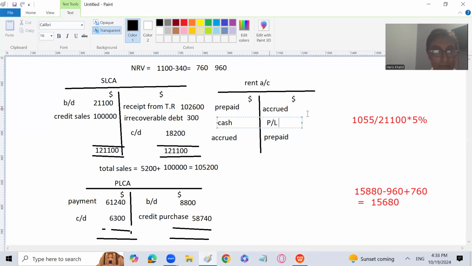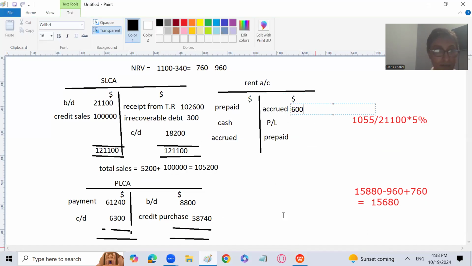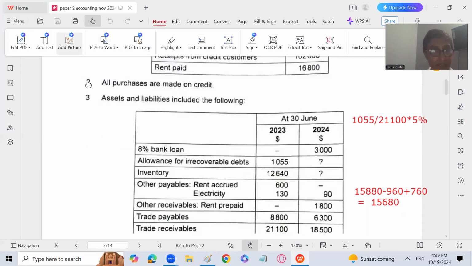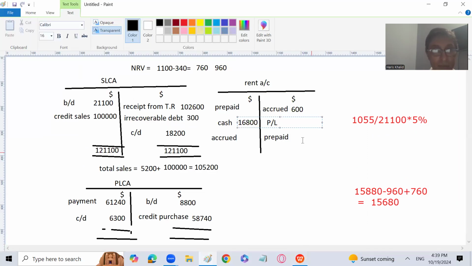So let's see that rent accrued opening is given, and that is 600. I will write here 600. Then cash figure rent paid is given here 16,800. I will write here cash figure 16,800. Prepaid brought down is not given. Accrued carried down is not given, but prepaid carried down is given. That is 1,800. So I will write here prepaid carried down rent 1,800, and the difference will be written with the name profit and loss account, and that is the expense.